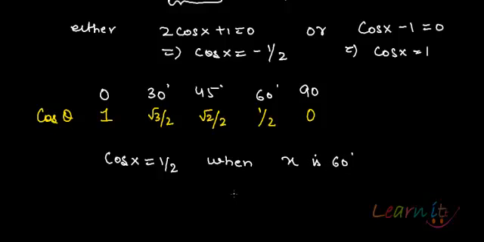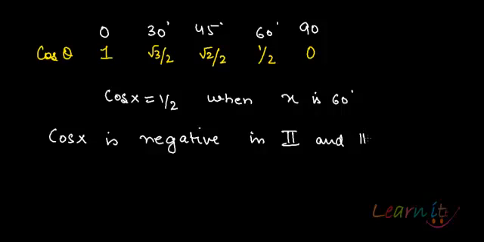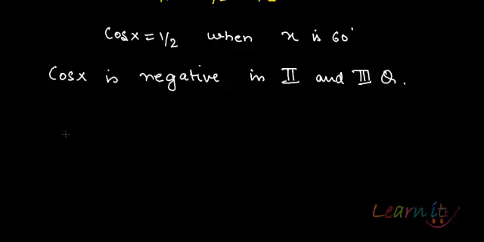Now, cos x will be negative, because we are looking for cos x equals minus half. We know that cos x is half when x is 60 degrees. Now, when will cos x be negative? Cos x is negative in the second and third quadrant, and that would mean that cos x will equal minus half when you have 60 degrees in the second quadrant and the third quadrant.